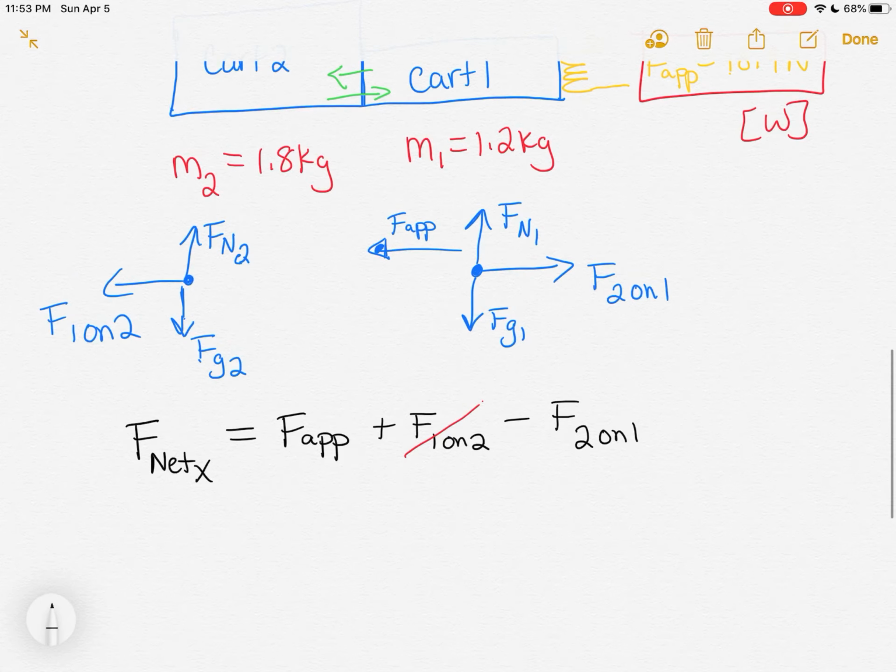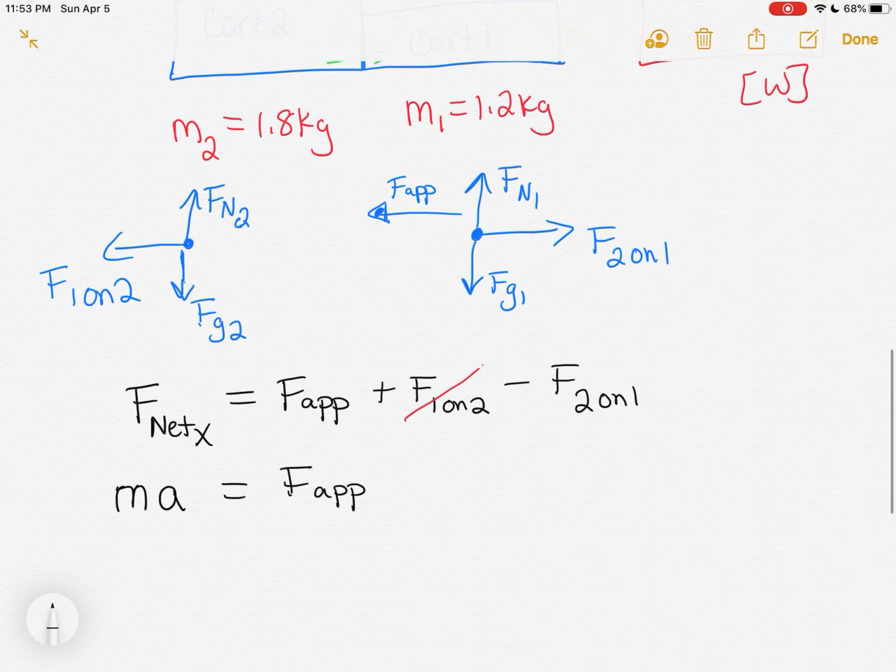And so we are going to get our mass times our acceleration will actually just be equal to our F applied, since in this problem as well, we're ignoring friction. So our mass is going to have to be the mass of both carts together. So we've got 1.8 kilograms and 1.2 kilograms. So we're 3 kilograms total.